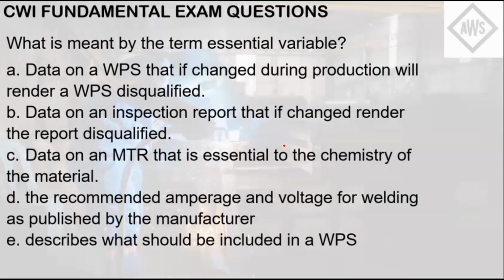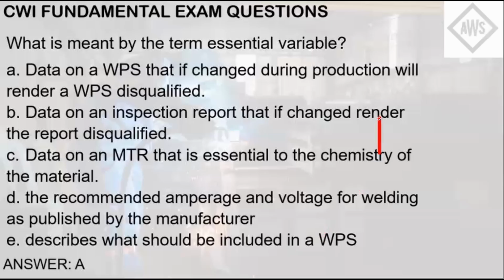So let me run through the choices here. Letter B and C are an automatic elimination since an essential variable refers to the WPS. A WPS can indicate the recommended amps and volts for welding as published by the manufacturer, but this is not the definition of an essential variable. Letter E is just what's needed to be included in the WPS. So the answer here is letter A.